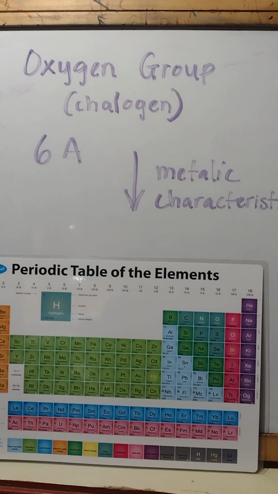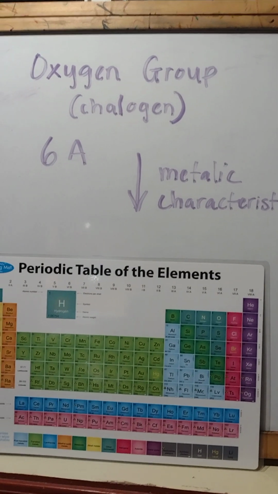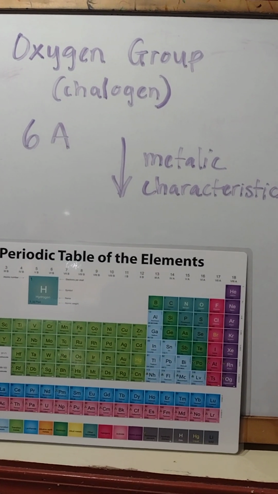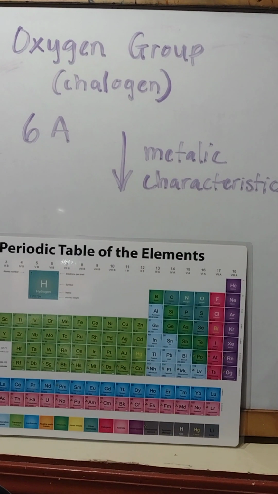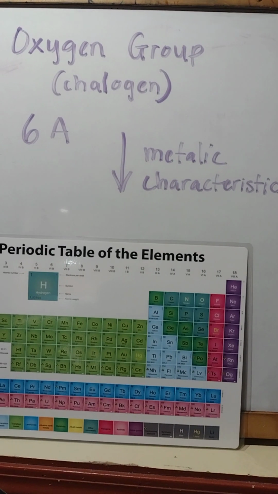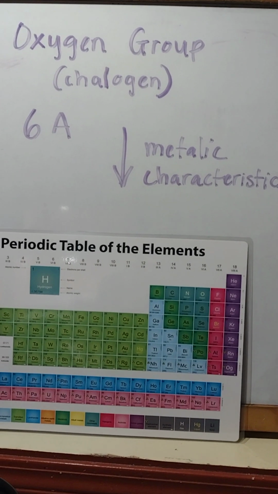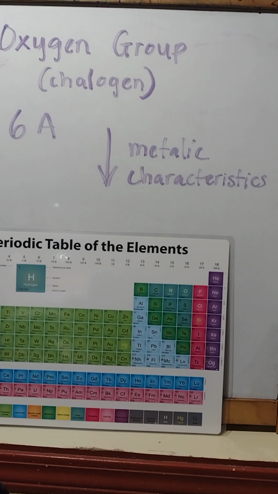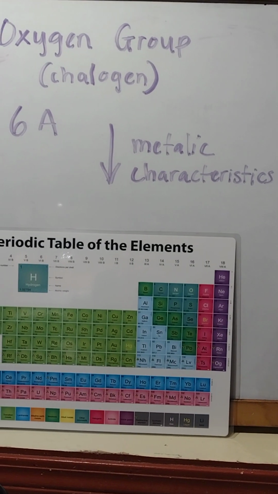So the oxygen group, group 6A, it's also called the chalcogen group, and you'll want to note that because the handout that I gave for homework actually says the chalcogen group, and it doesn't even say oxygen group, so they're the same thing, just so you know. And the same thing, the metallic characteristics increase as you go down that column.